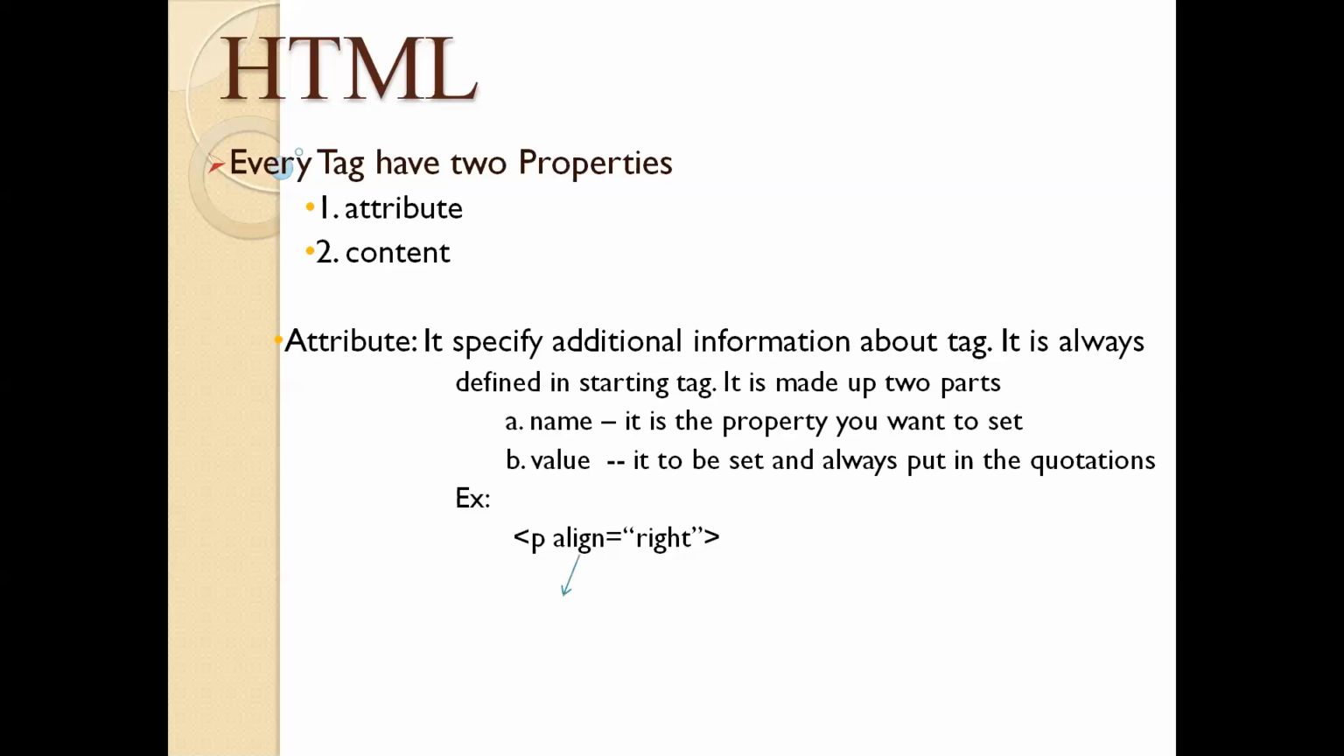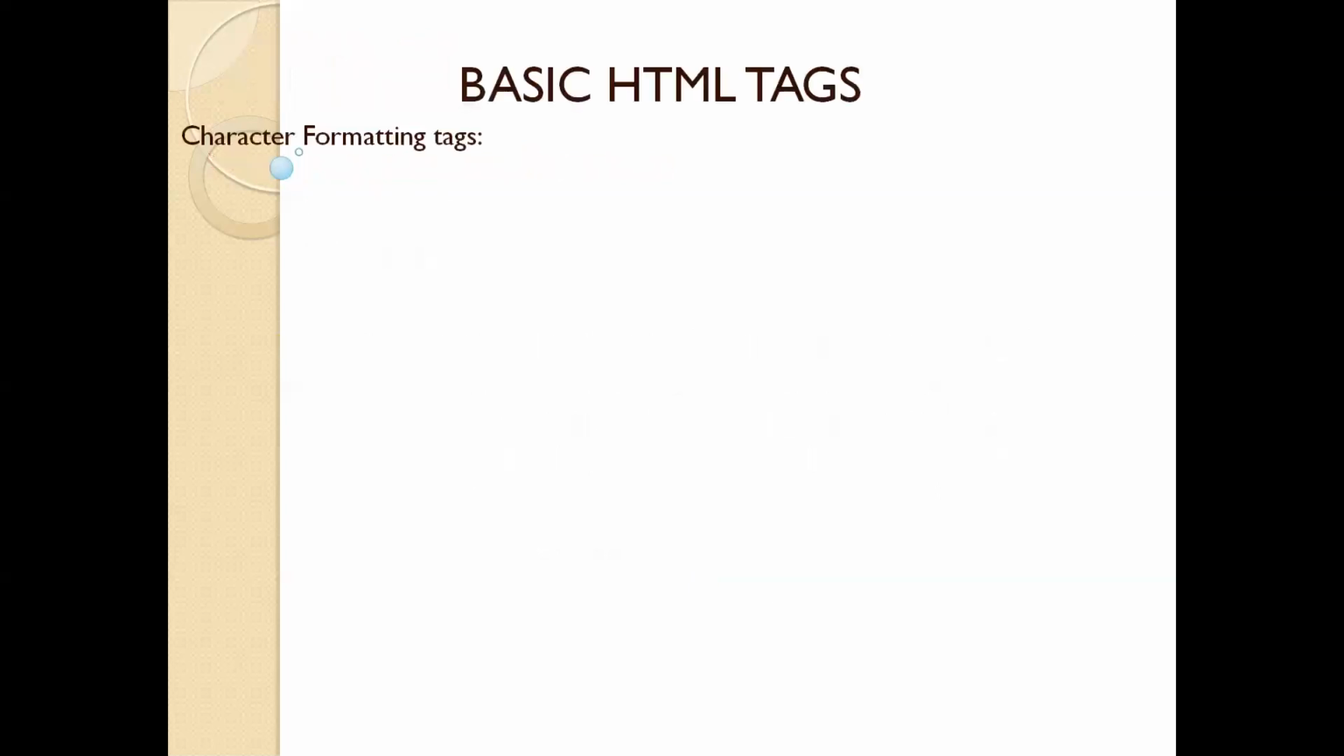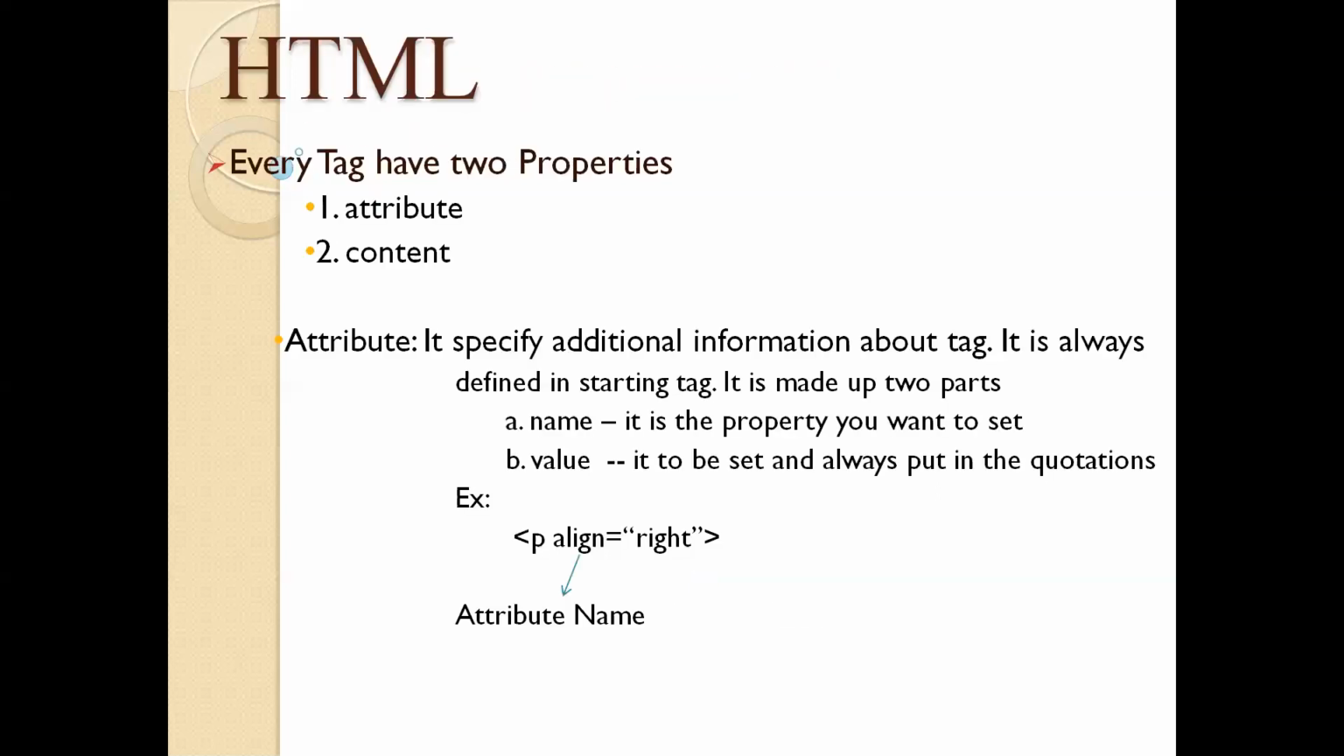Coming to the next point, align is an attribute name, and right is an attribute value. An attribute is used to specify some additional information about the tag. It is always defined in the starting tag. An attribute is made up of two parts, name and value. Align is the name of the attribute, and right is the value of the attribute. Coming to the next slide.